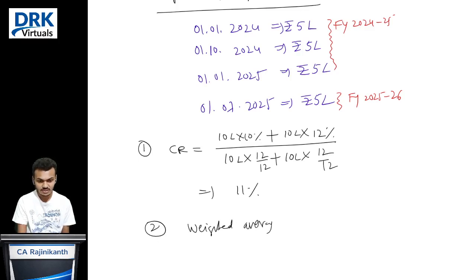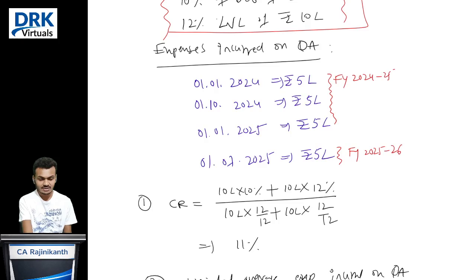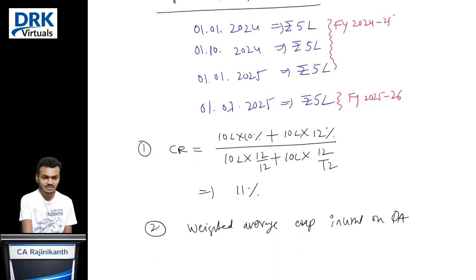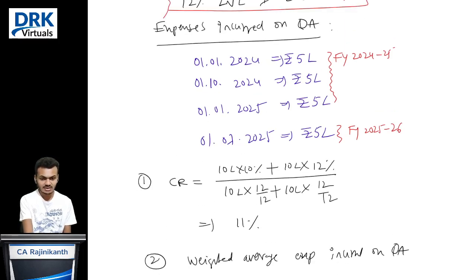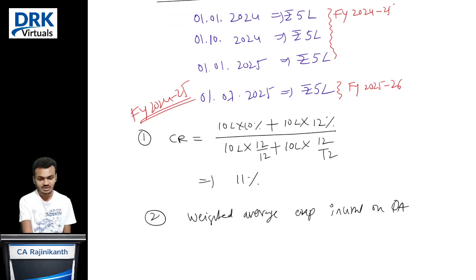Now in second step, calculate weighted average expense incurred on qualifying asset. That is next one. So what? This 5 lakhs, 5 lakhs, 5 lakhs. These three expenses incurred in current financial year. All these are for current financial year only. First we are in current financial year, financial year 24-25. This is first financial year. Weighted average expense incurred on qualifying asset.